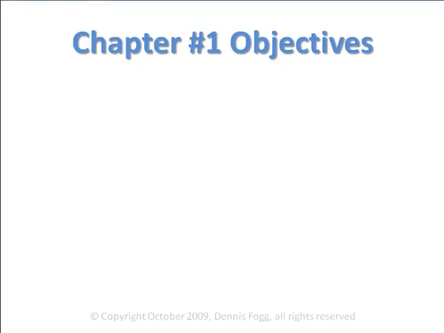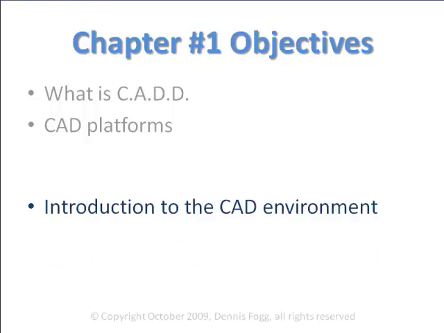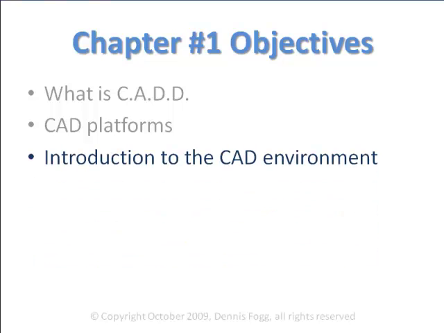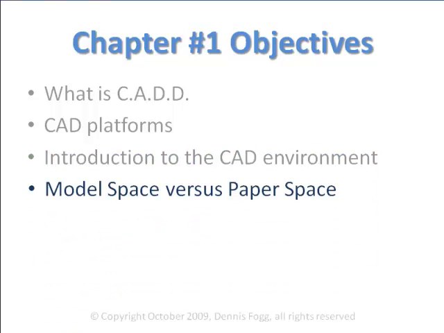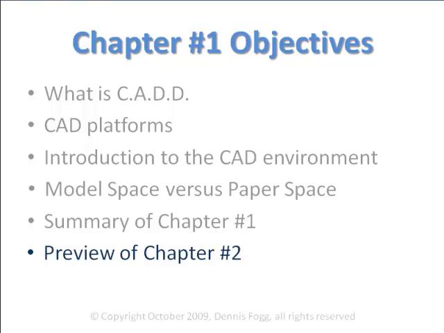In Chapter 1, you'll learn what CAD stands for, be introduced to two popular CAD software programs. We'll have a first look inside one of those programs and begin our discussions of model and paper space, two very important features available in CAD software to help simplify the drafting and design process. Then we'll review the key concepts discussed in Chapter 1, and finally have a look at what's next in Chapter 2.